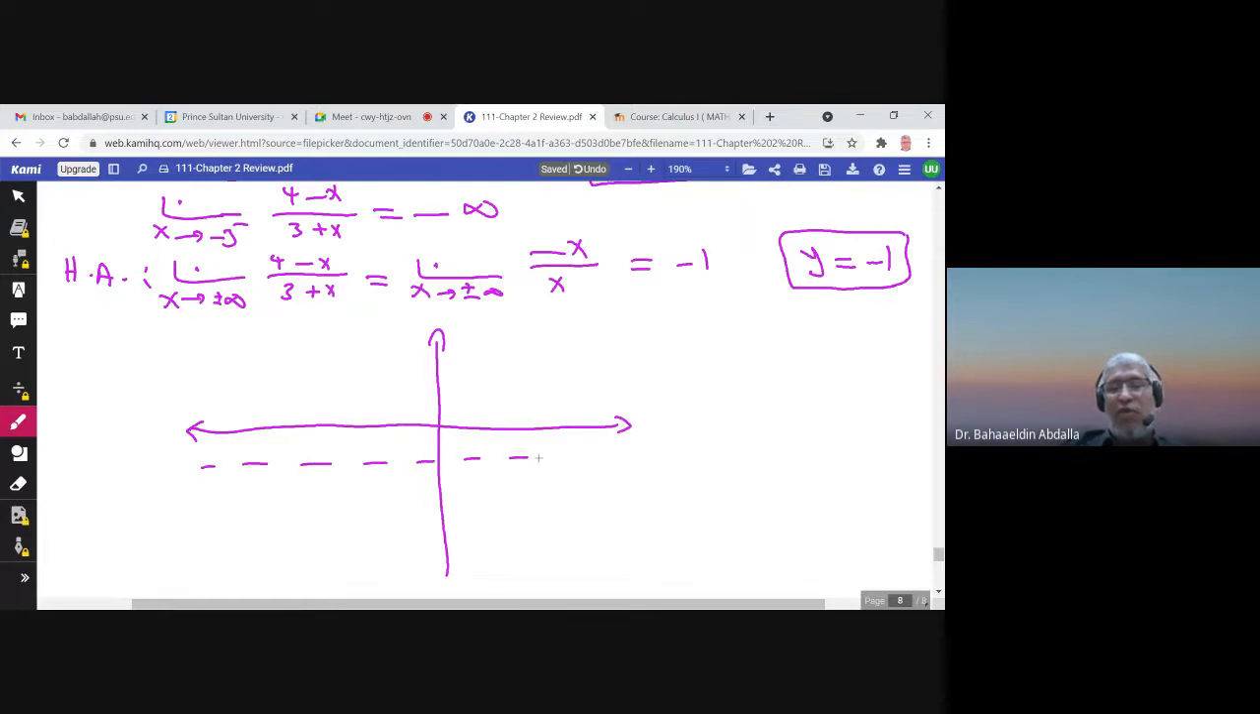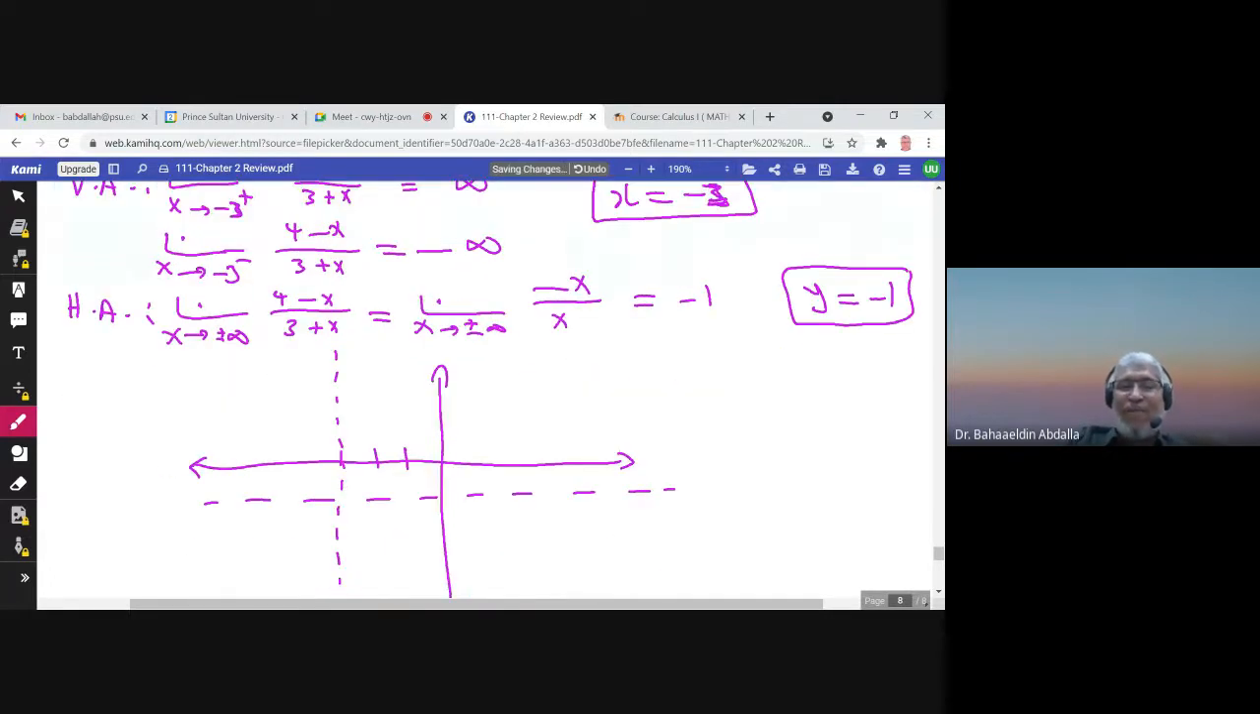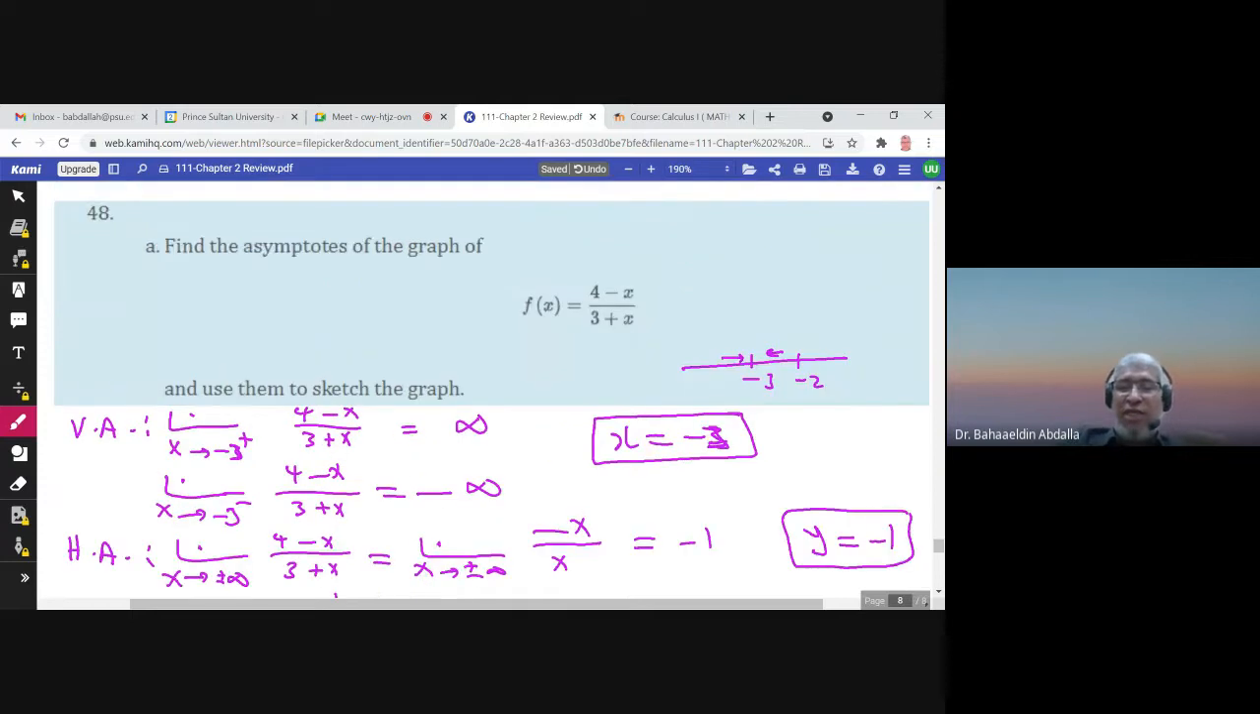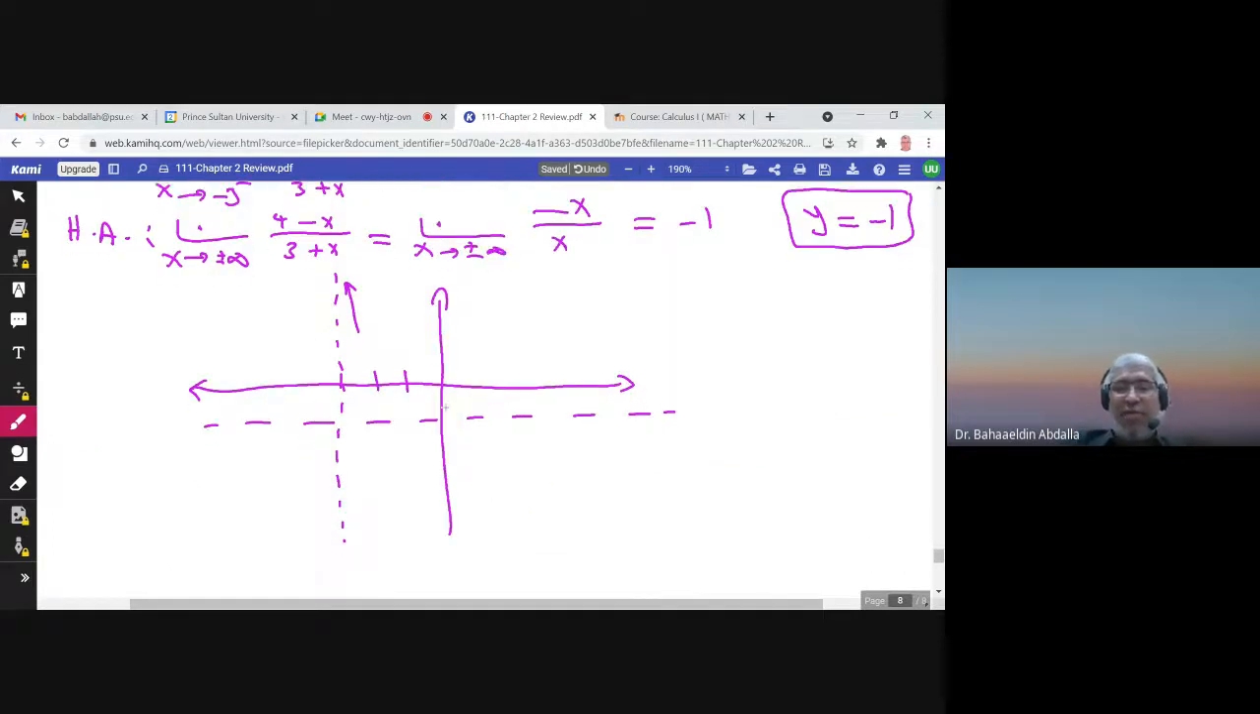The line y equals negative 1 is a horizontal asymptote. The line x equals negative 3 is a vertical asymptote. As x approaches negative 3 from the right, the function goes to infinity. So the graph would be like this. It will intersect the y-axis somewhere, so I can find the y-intercept. You put x equals 0, you get 4 over 3. So the y-intercept is here. So the graph would be like this.